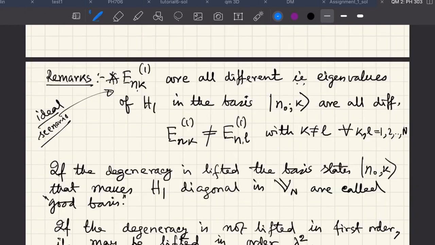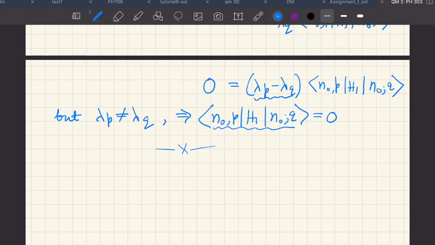So let us stop here. We will actually discuss some examples tomorrow, and also we will continue to calculate the second order energy corrections and the state corrections also to first order.